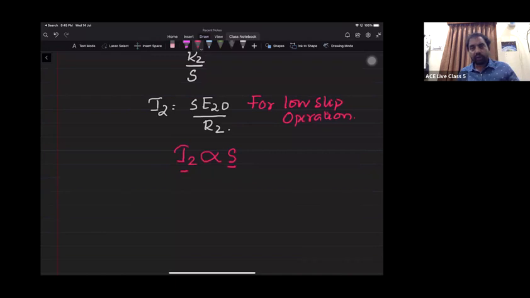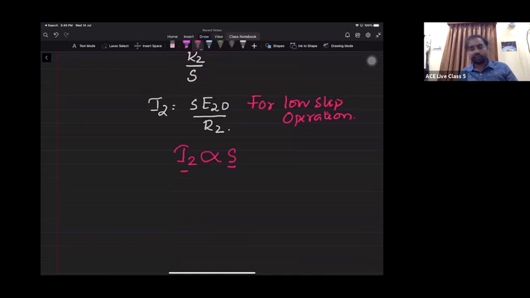For low slip operation, what is the relation between current and slip? Directly proportional. Based on that, they may frame a question. When the operating slip of an induction motor is 2%, the rotor current is 4 amperes. When the slip is doubled, what will be the value of the rotor current? It is doubled. Why? Because the relation is directly proportional. Is this point clear?